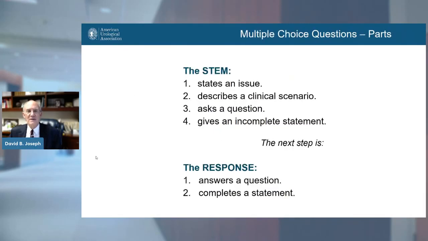The stem will state an issue. You may be describing a clinical scenario. You may ask a question. You may have a clinical scenario that then ends in an incomplete statement. Most commonly, the next step is. The response below will be answering the question or completing the statement.